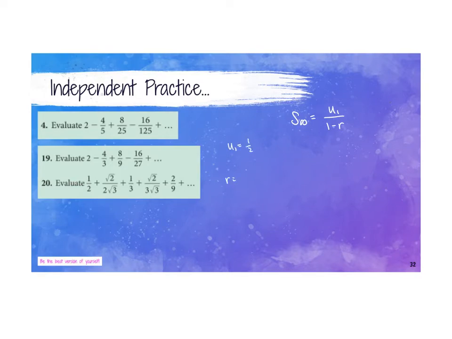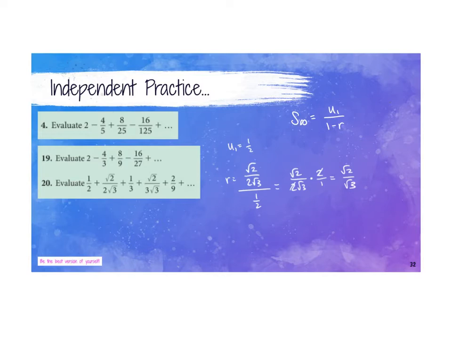So to find r, we're going to do root 2 over 2 root 3 divided by 1/2. So to divide fractions, we keep the numerator, change the sign to multiplication, and flip the fraction. So these two 2's will cancel each other out, and we end up with r is root 2 over root 3. And we can just keep it like that for now.